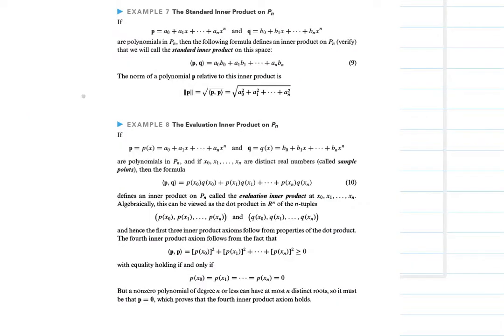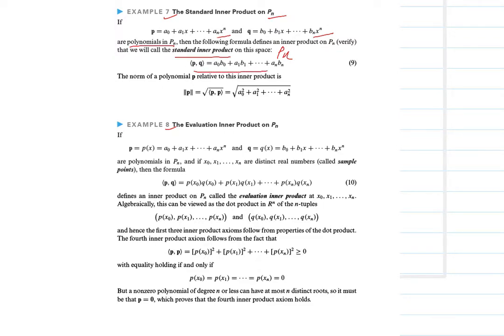Okay, next we will have only two examples to consider, that is example number 7 and example number 8. So first we will go with example number 7. The standard inner product on Pn. Pn, you know, the collection of polynomials. Let p equal to a0 plus a1x plus etc. an x raised to n and q equal to b0 plus b1x plus etc. bn x raised to n be polynomials in Pn. Then we define a standard inner product on Pn by this.